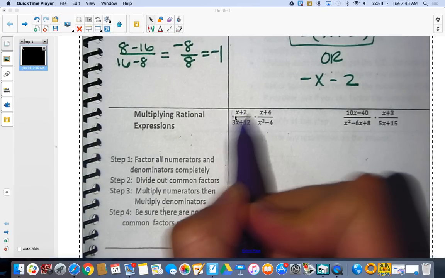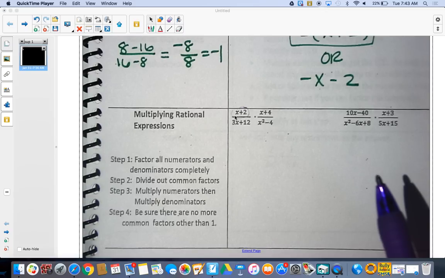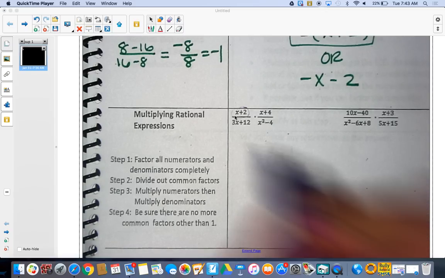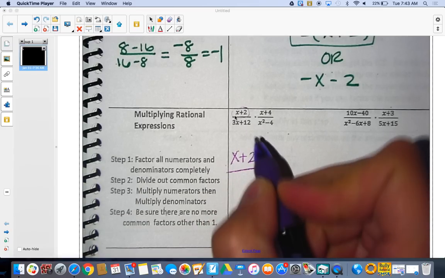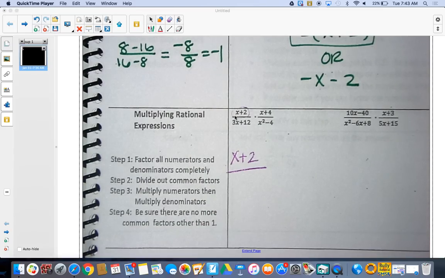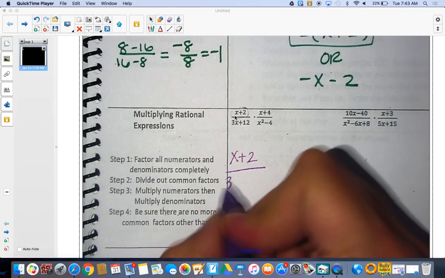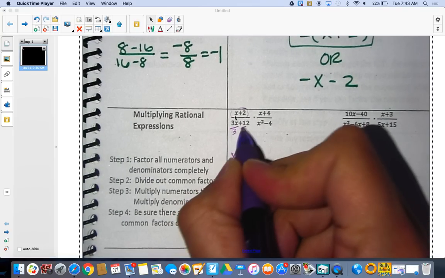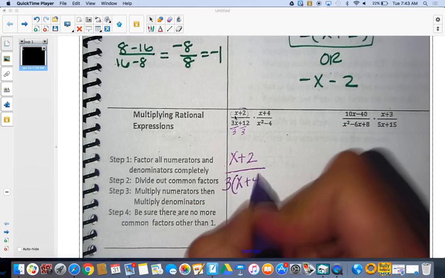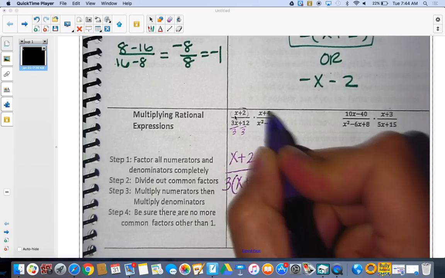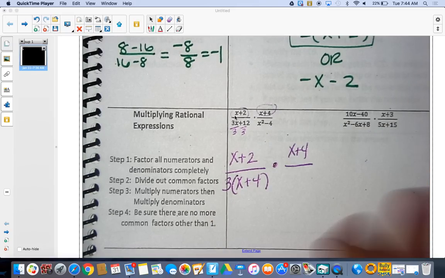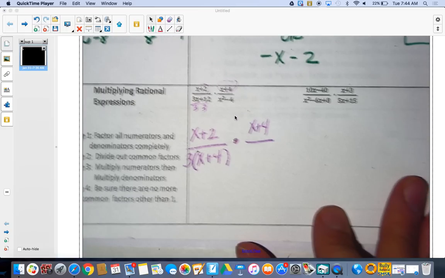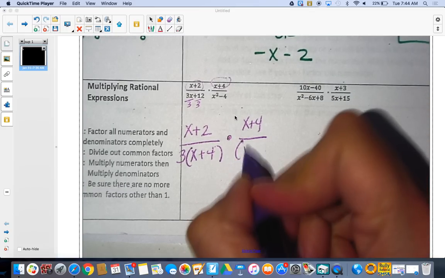So, step 1, we want to factor all numerators and denominators completely. Can x plus 2 be factored? No. So I'm just going to bring it down. Can you factor something out of 3x and 12? Yes. What can you factor out of there? A 3. So we're going to take out a 3, and if we divide this by 3 and that by 3, we're left with x plus 4. Times, we got x plus 4. And x squared minus 4 is the difference of two perfect squares. So that's x plus 2, x minus 2.